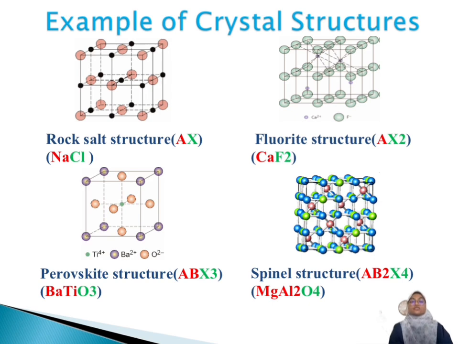Example of crystal structure. The first one is rock-salt structure. For example, NaCl, sodium chloride, commonly known as table salt. The second one is fluorite structure. For example, calcium fluoride, which naturally occurs as the mineral fluorite.